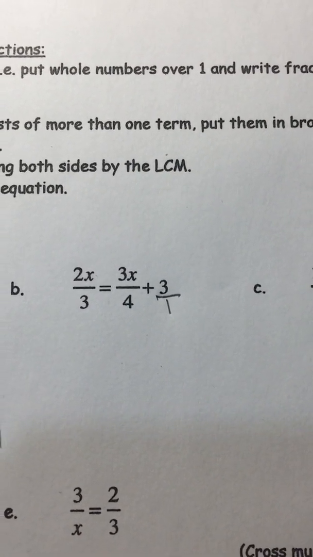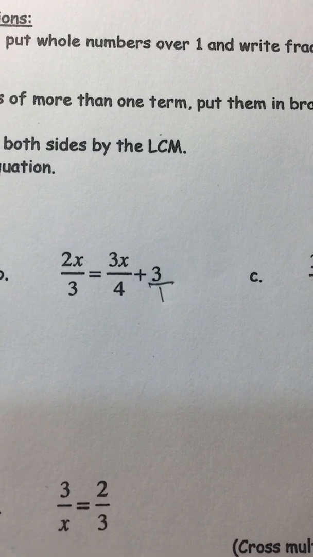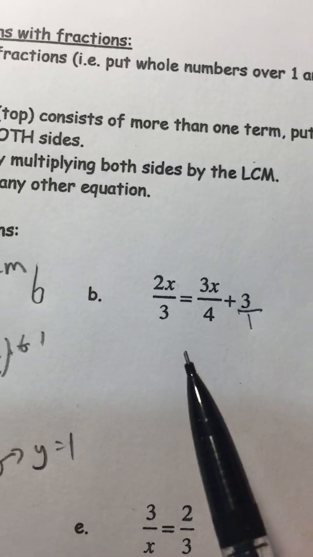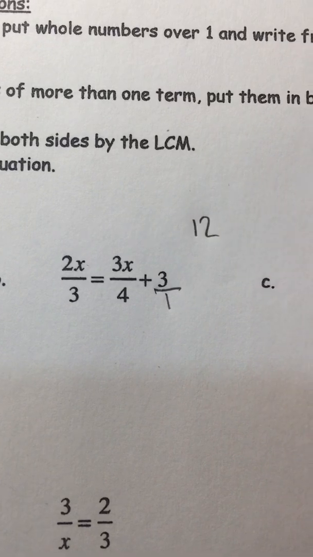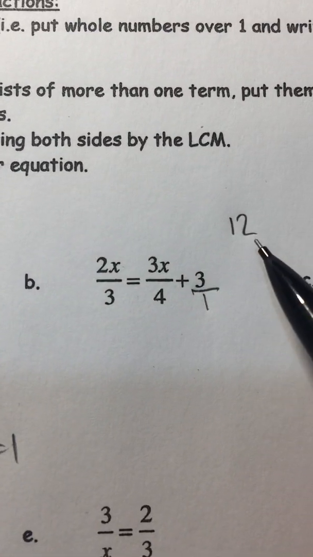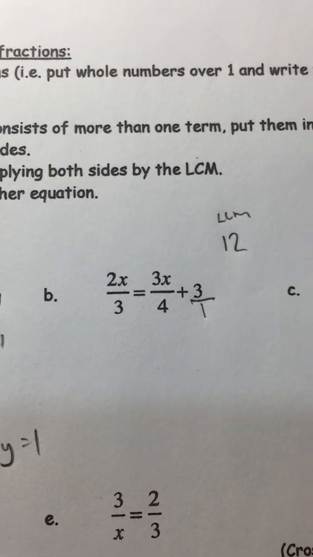Then you look at the denominators, 3, 4, and 1. What's the one number that 3, 4, and 1 all go into? Well, unfortunately, we're going to have to do 3 times 4, and it's going to have to be 12. Unlike over here, where 2 and 3 both went into 6. Okay, we have to get something bigger. So 12 is the LCM. That's what I'm going to multiply both sides by.